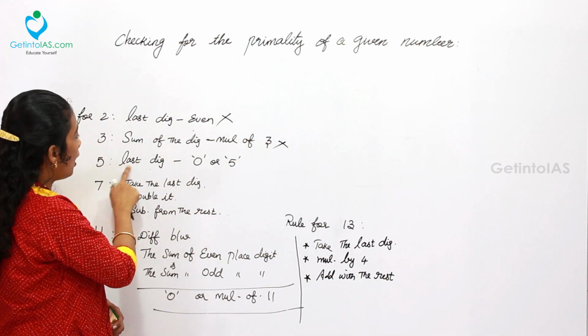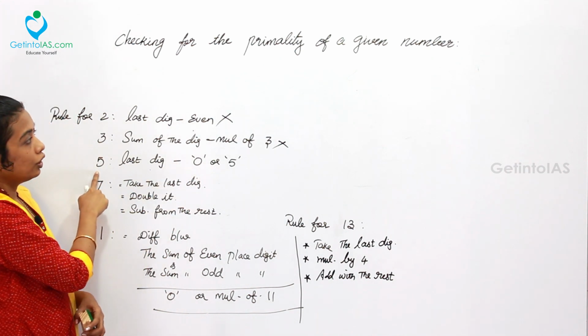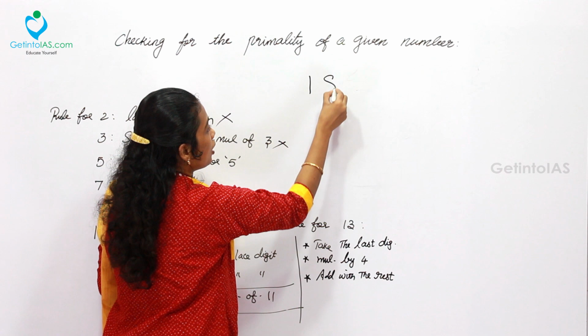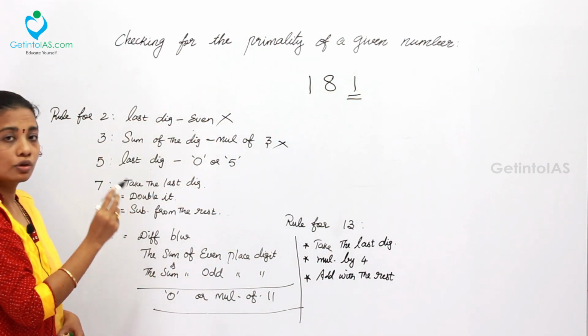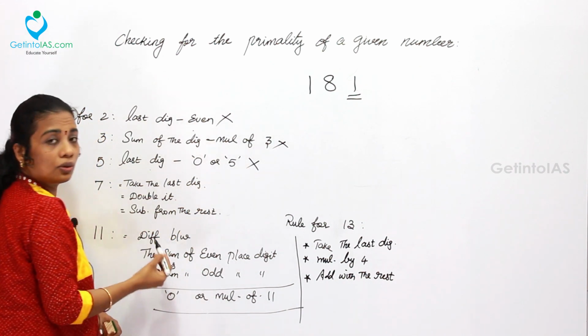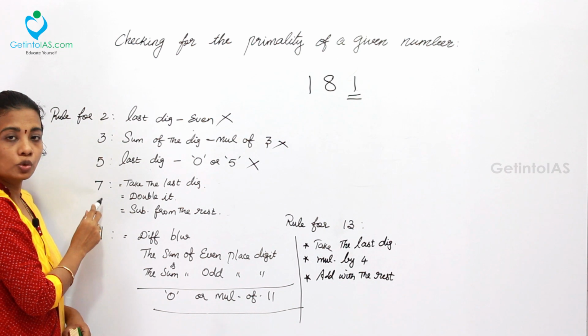The next one, last digit 0 or 5, which is the test of divisibility by 5. So we can check here. The last digit is 1, which is not equal to 0 or 5. So we can say 0 or 5 is not present, 5 is not divisible in that. Moving on to the next one, 7.